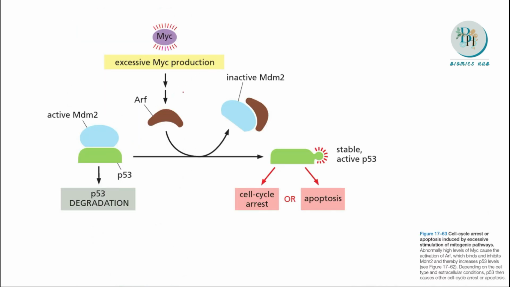So there is another protein which is known as MYC. When there is excessive MYC production, when there is some damage, what this MYC does, by further processes, is it secretes the ARF. This ARF binds with the active MDM2 and makes this MDM2 inactive. Now what happens? The P53 is stable now. It is not degraded by the help of MDM2 because this MDM2 is inactive now. So when this P53 is stable and activated, it undergoes apoptosis or cell cycle arrest.